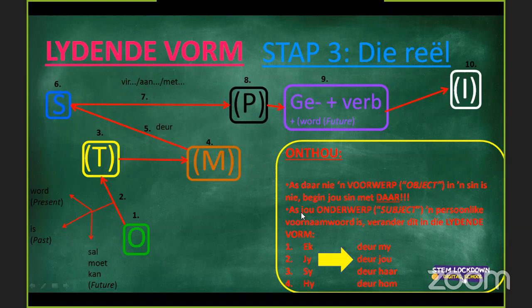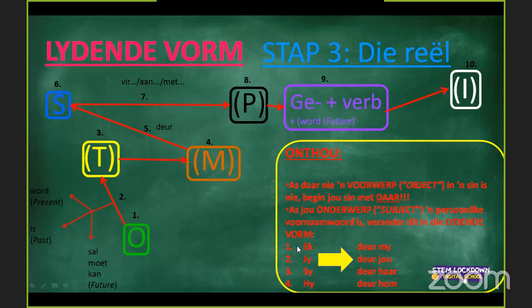As jou onderwerp, subject, 'n persoonlike voornaamwoord is, verander dit in die lydende vorm. If your subject is one of your singular pronouns, ek, jy, sy, hy, then it's going to change in the lydende vorm. It is going to become deur my, if I use ek. The jy is going to become deur jou. Sy is going to become deur haar. And hy is going to become deur hom. Okay, this is also an important note to remember.